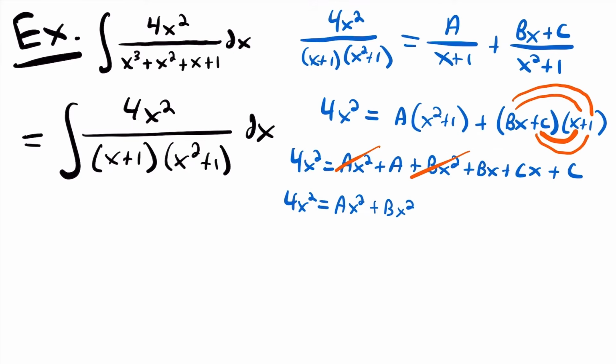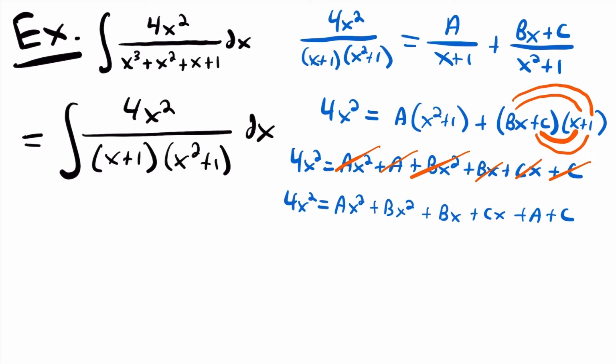Now we want to have all of our terms where x is to the first power. So I see we have bx and cx, and so we'll have plus bx plus cx. And we'll cross those out. And then we want all of our constants at the end, and so we have a and c, so we'll add a and c. Okay? And then I'll cross those out.